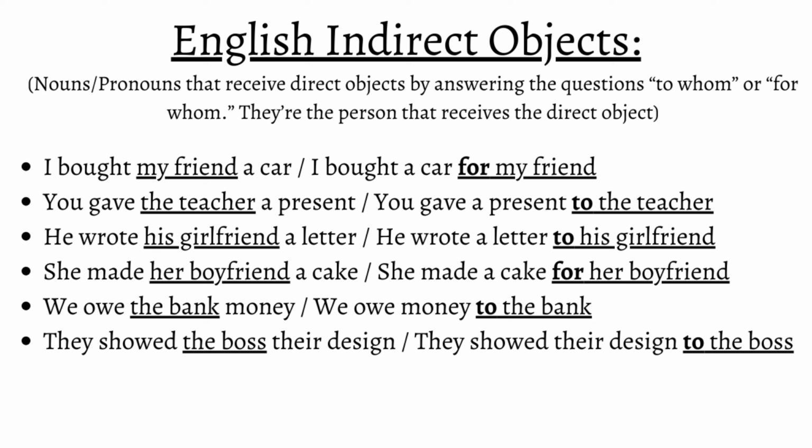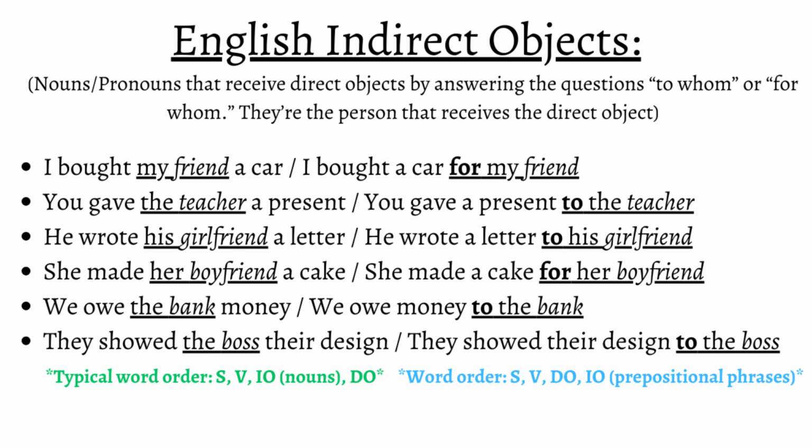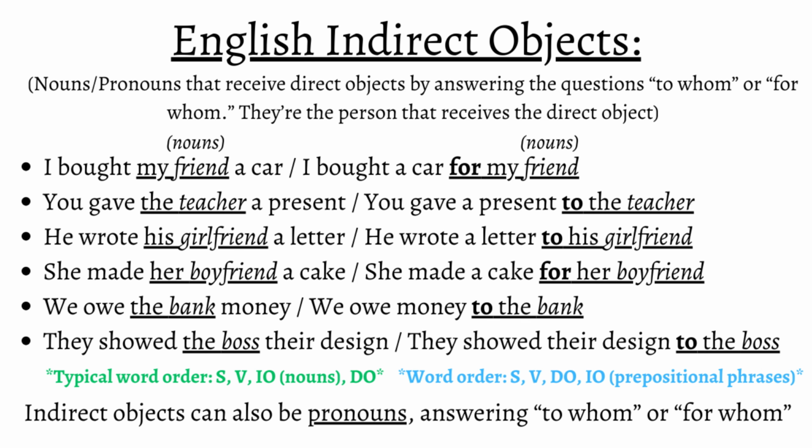In every first sentence, the word order is subject, verb, indirect object, and direct object. The indirect objects are all nouns and they have a faster sentence flow. But in every second sentence, the word order is subject, verb, direct object, and indirect object. In these cases, the indirect objects act as prepositional phrases, so the sentence flow is more specific and has a certain direction toward someone. In the following examples, the indirect objects don't have to be nouns. They can also be pronouns that likewise receive the action of direct objects by answering to whom or for whom.